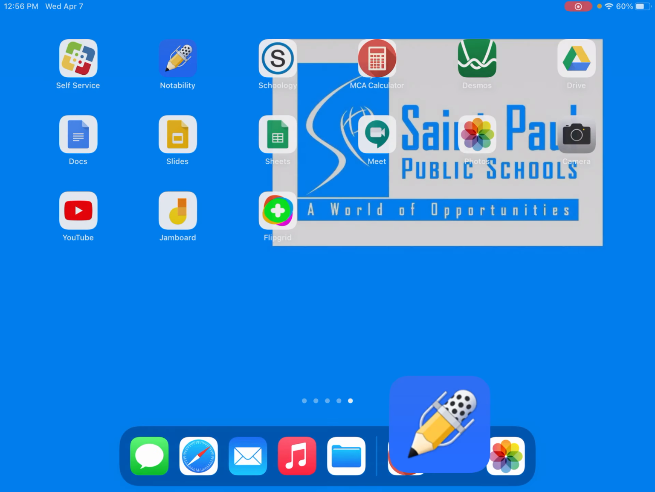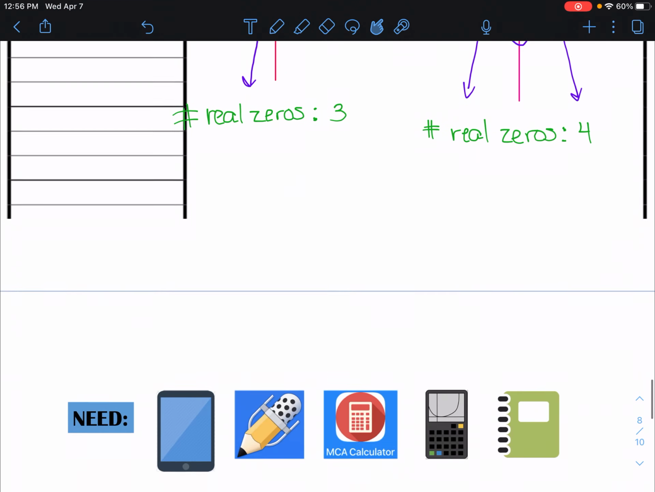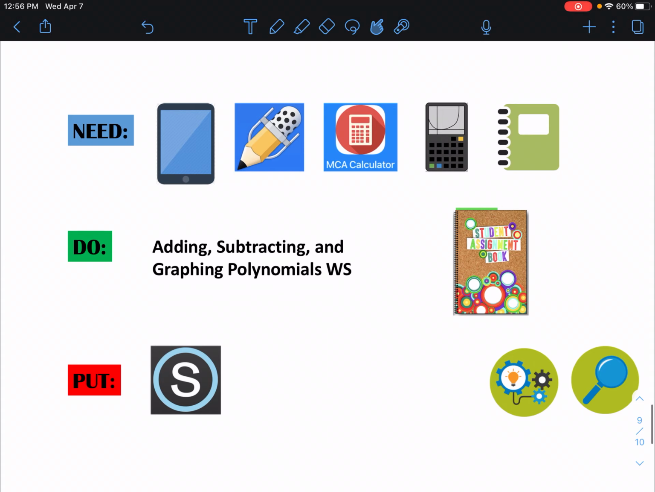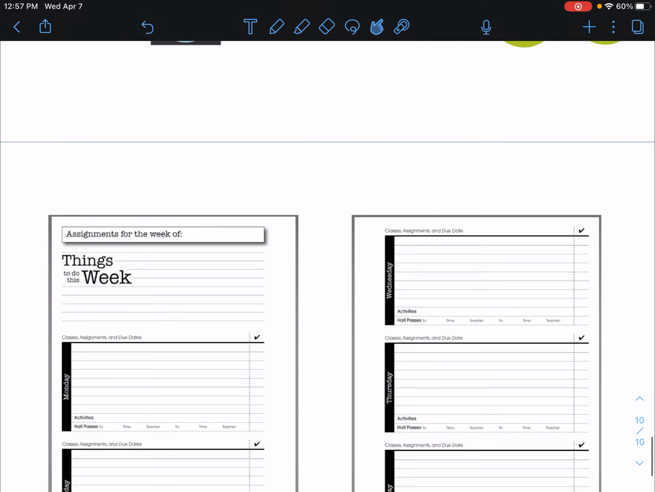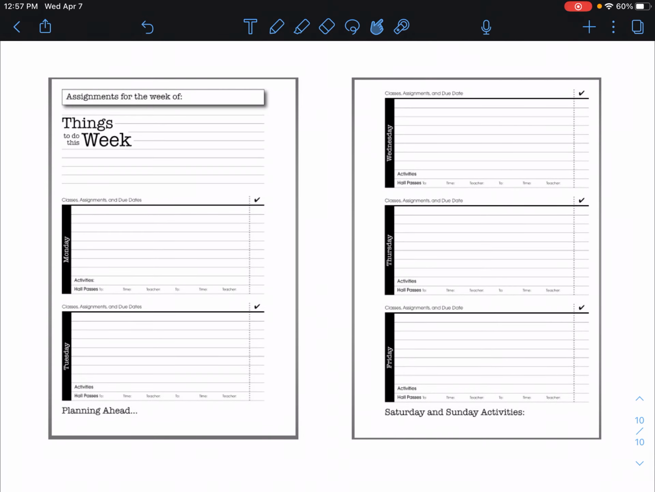All right, so that is how we add, subtract, and then graph and talk about what zeros are. Write that into your planner. The assignment is adding, subtracting, and graphing polynomials worksheet. And then when you turn it in, don't forget to check it off. Good luck.